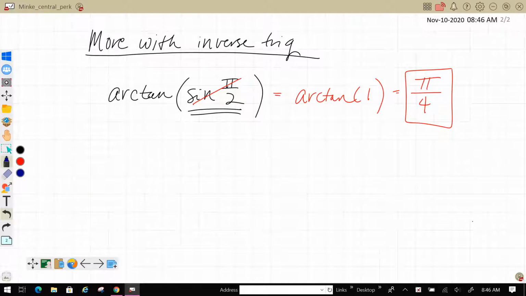But first, I'll have you guys do one. How about the cosine of the sine inverse of negative 1/2? Okay, so I've switched the order on which one's the inverse, but it's the same idea.